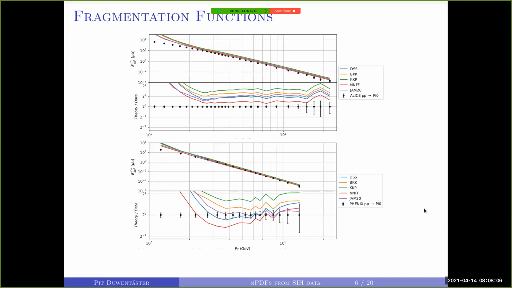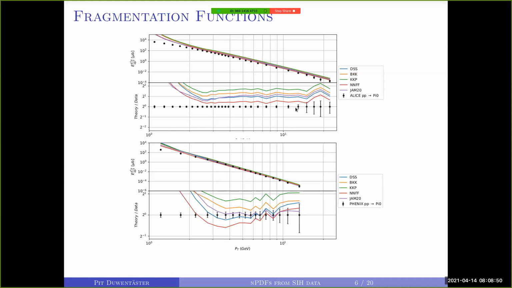So as a first step, we take a look at different fragmentation functions that are available. This is not an exhaustive list, and this is just for fragmentations into neutral pions. We compare with data once from ALICE for proton-proton to pi0 plus something, and for PHENIX data. And we see that above pT equals 3, all the fragmentation functions can describe the data in a reasonable manner, but there's always some normalization factor that doesn't match up.